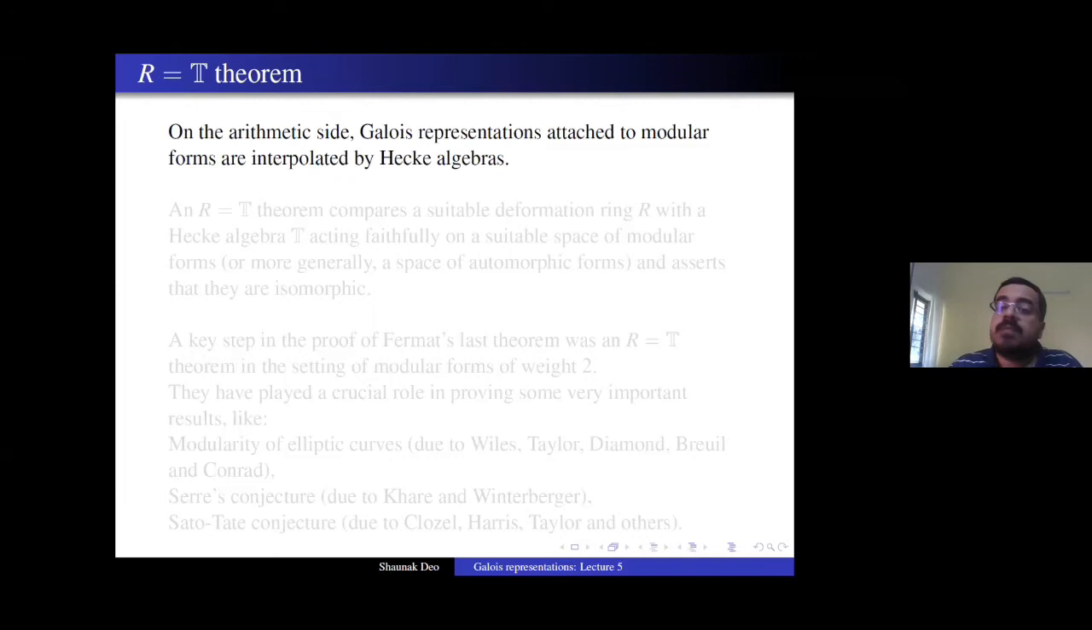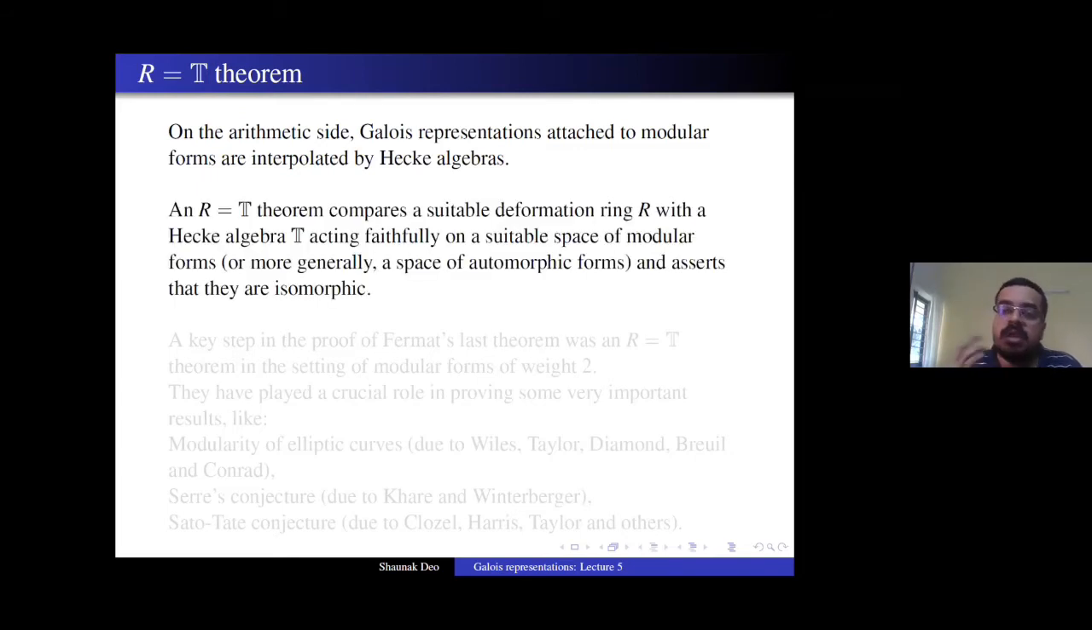So typically on the arithmetic side, the Galois representations attached to modular forms or more generally automorphic forms are usually interpolated by Hecke algebra. So they are like the arithmetic analog of deformation rings. And an R is equal to T theorem basically compares a suitable deformation ring R with the Hecke algebra T acting on a suitable space of modular forms or automorphic forms and asserts that they are isomorphic. So this is like a standard kind of theorem that has come to be known as R is equal to T theorem.